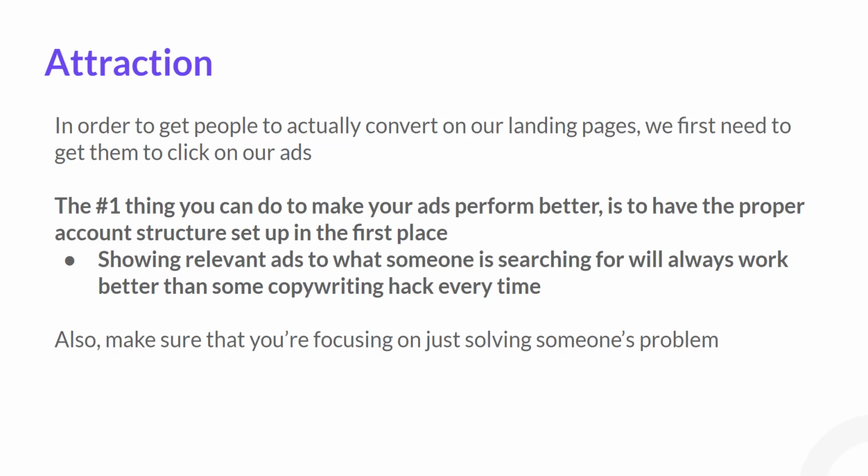The number one thing you can do, going back to that first pillar of account structure, is making sure everything is relevant to what people are searching for, and that your account is set up properly. You have an ad group with specific keywords, and an ad in alignment with those keywords that sends people to a landing page in alignment with the ad. That's the number one thing you can do to get a higher click-through rate. So if somebody's searching for furniture removal, you want to show them an ad for furniture removal, and you do that by having the right account structure in the first place.